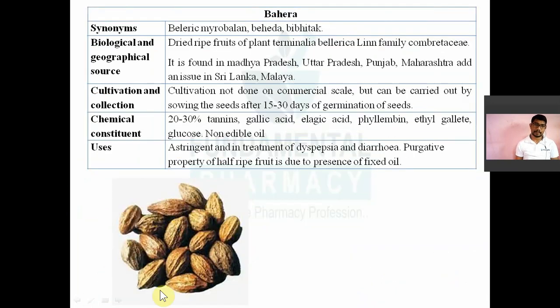Next one is the Behera. First was Harda, next is Behera. Behera is also known as Belleric myrobalan. It is known as Behera, or in some languages it is also known as Badi Ilachi. Biological source: dried ripe seeds of fruit known as Terminalia bellerica.